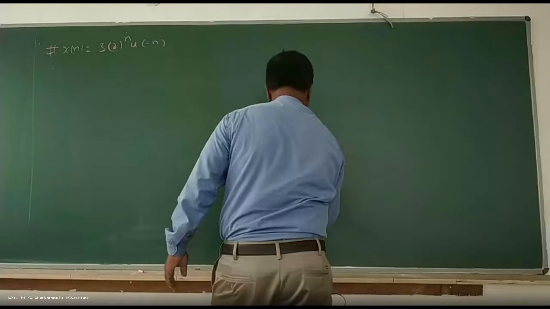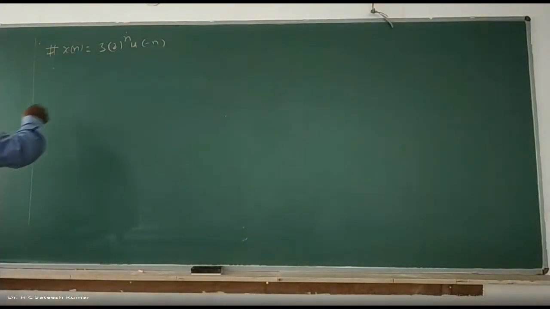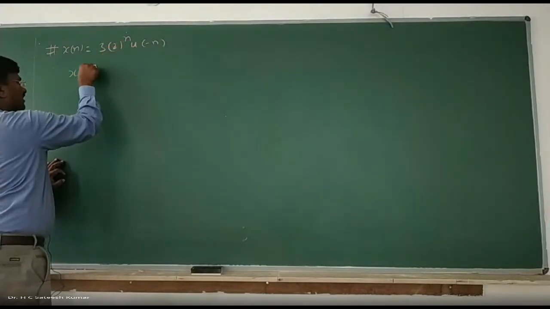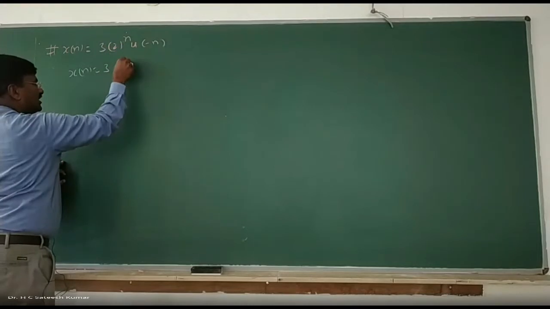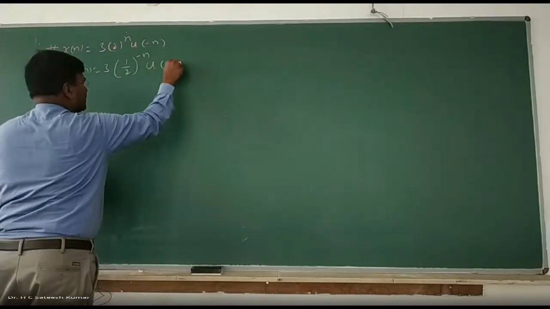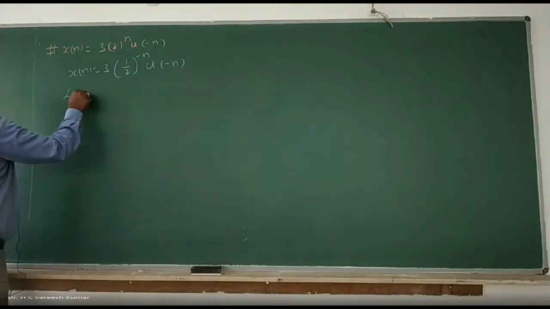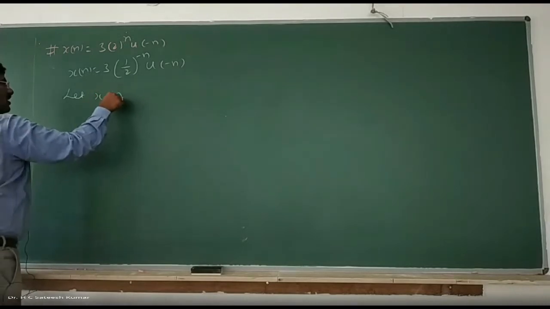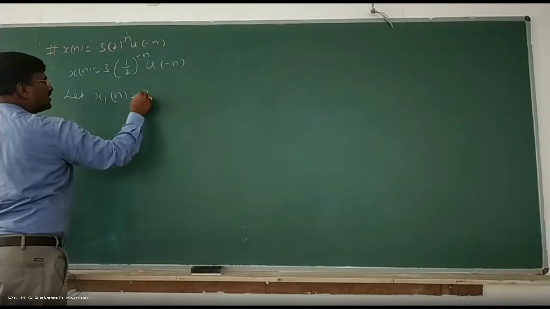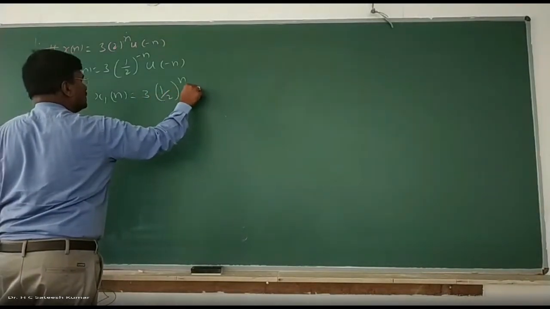So what shall I do? This can be done this way. Here it is plus n, and I want minus n. How will you make it minus n? x of n is equal to 3; instead of 2, you take it as 1 by 2 to the power of minus n. It is not changed, no. Now we can easily go for substitution. So let x1 of n be 3 constant, you keep it as it is, 1 by 2 to the power of n into u of n.